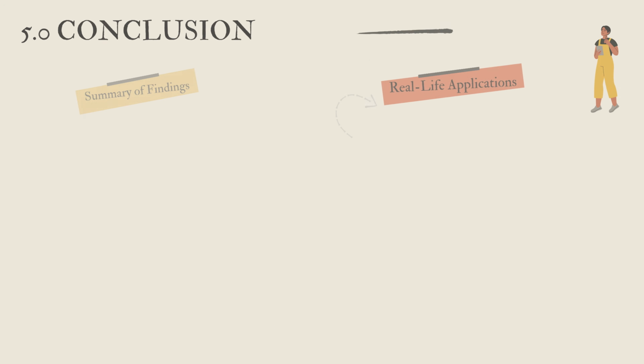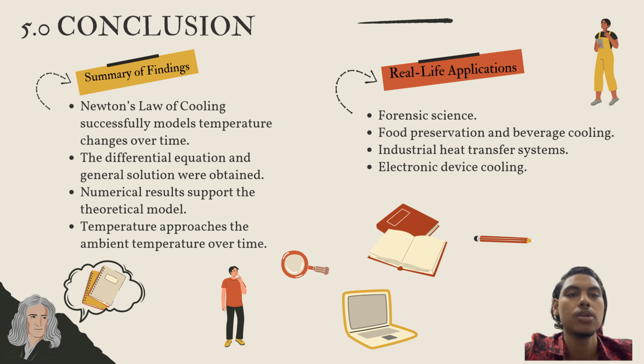Thank you. In conclusion, Newton's law of cooling is an effective mathematical model for predicting how temperature changes over time. The results obtained are consistent with the theory and demonstrate the relationship between temperature difference and cooling rate. This law has many practical applications in engineering, science, and everyday life.